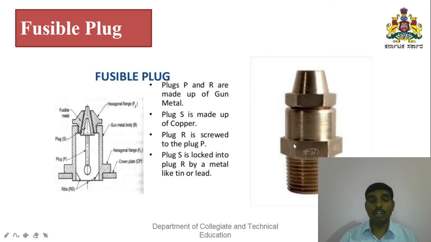So this will burn when the temperature exceeds the limit. Then it will allow some water or steam to cut off the flame. In that case, it will reduce the overheating by burning itself to flow the water into the combustion chamber. So this is how the fusible plug will work.